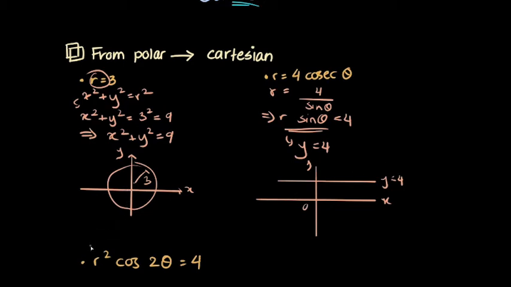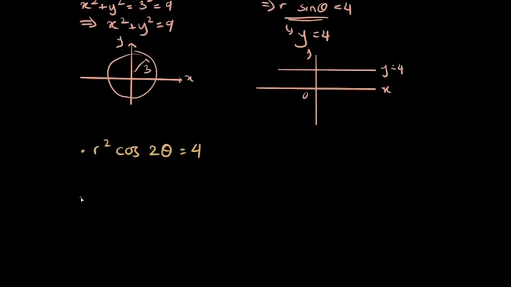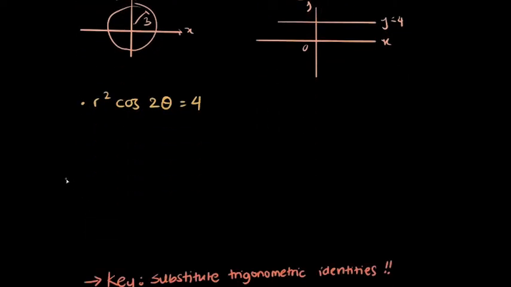Now we'll look at another answer. I can pause for a bit if you want to solve this yourself. So, first off, you can see already that there's a double angle, right? So, you already know the identity: cos 2 theta equals cos squared theta minus sin squared theta, right?